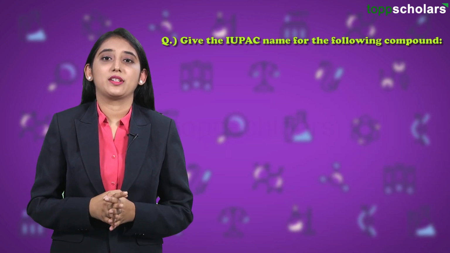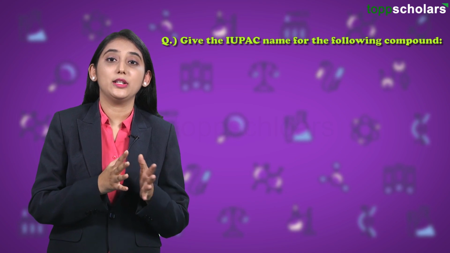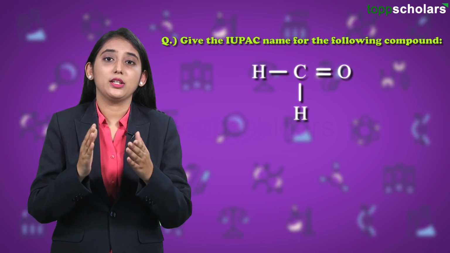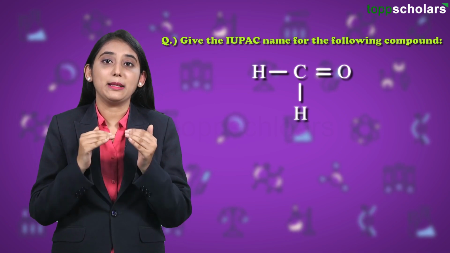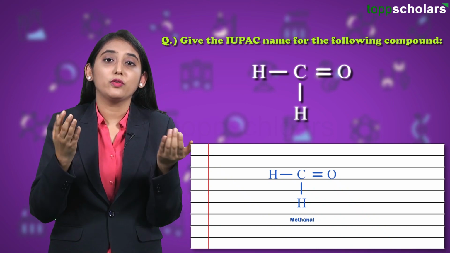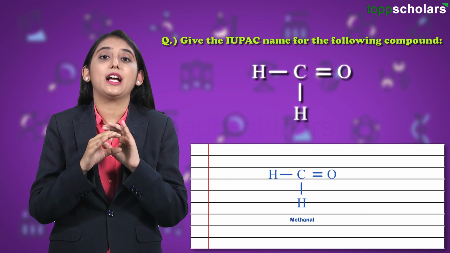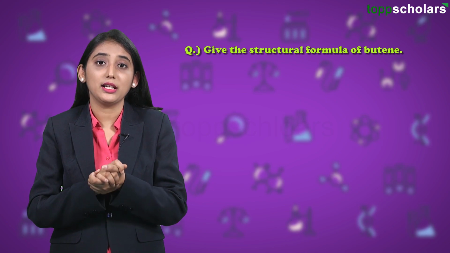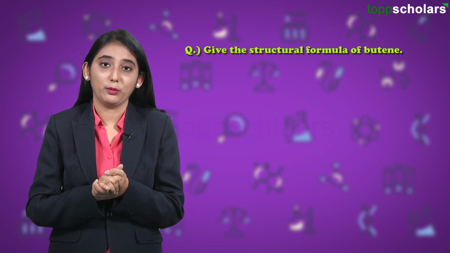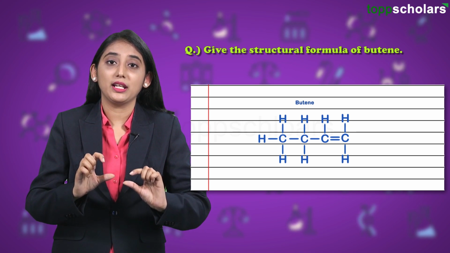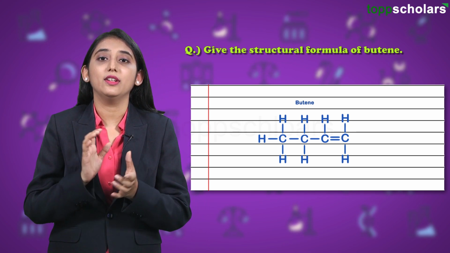The next type of questions can be based on the IUPAC nomenclature. For example, the structure of the compound is given to you and you need to write down the IUPAC name of the compound. For such type of questions, you need to draw the structure of the compound again and then write down the IUPAC name of the compound. The other way around can also happen, that is, the IUPAC name of the compound is given and you need to write down the structure of the compound. For such questions, again, you need to write down the IUPAC name of the compound and then draw the structure of the given compound.